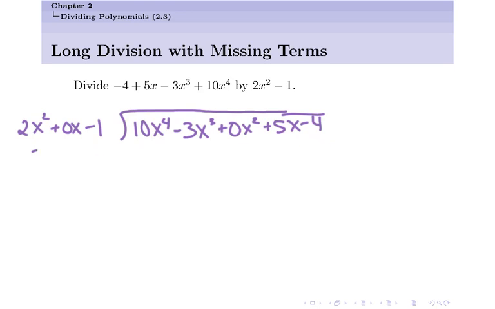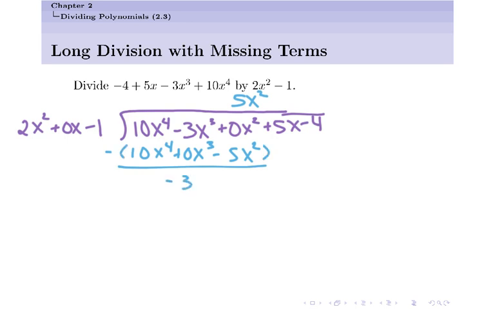All right, now I need to ask myself, 10x to the 4th divided by 2x squared is going to give me 5x squared. And then I multiply. 10x to the 4th, 0x to the 3rd, negative 5x squared. Remember, I subtract all of that. I get 0, get negative 3x cubed. 0 minus negative 5 is really plus 5x squared. I have 3 terms here, so I'm going to need to bring down only 1.